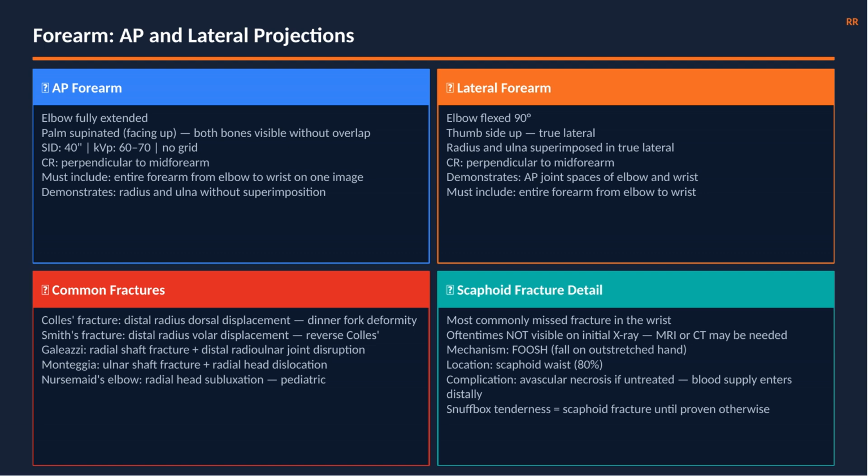The most commonly missed wrist fracture. Frequently invisible on initial X-rays. Snuffbox tenderness after a FOOSH fall is a scaphoid fracture until proven otherwise. Avascular necrosis, AVN, is the major complication if missed because the blood supply to the proximal pole enters distally.